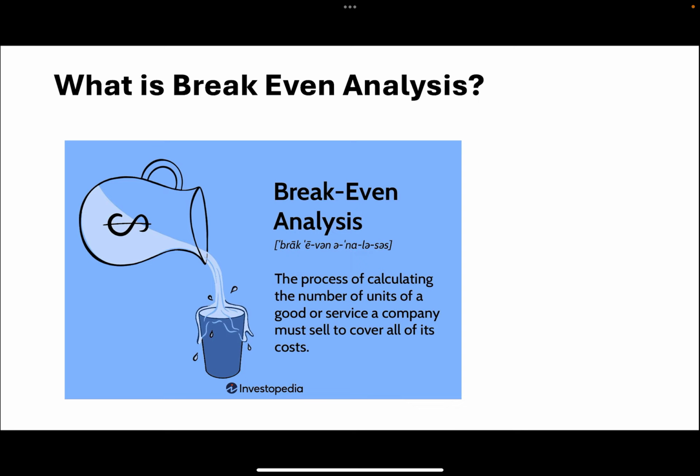And so what do you mean by break-even analysis? The definition of break-even analysis is the process of calculating the number of units of a good or service a company must sell to cover all of its cost. Suppose a car manufacturing company is going to set up a plant to manufacture the cars in a country. Let us take the country to be India.